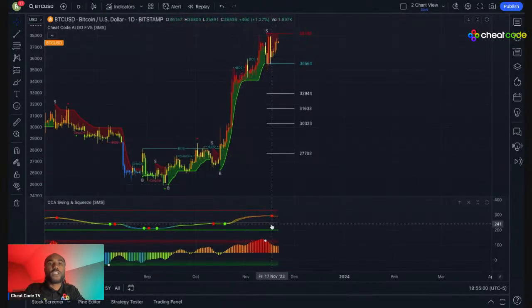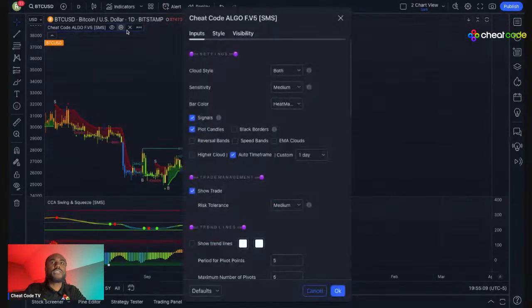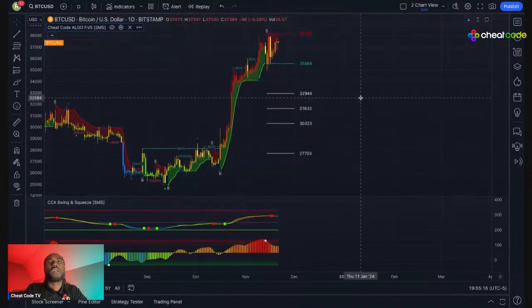Cancel. The squeeze looks like it ran hot. It's already signaled here. The swing is already signaling, right? Let's turn on some other things. Let's actually chart this really quick. I want to see the reversal bands and I want to see trend lines. This is my strategy that I use.